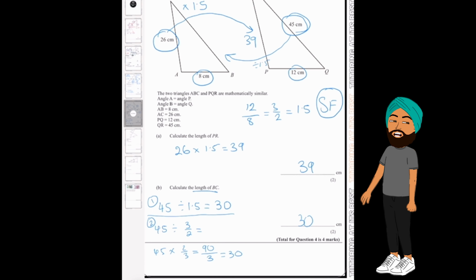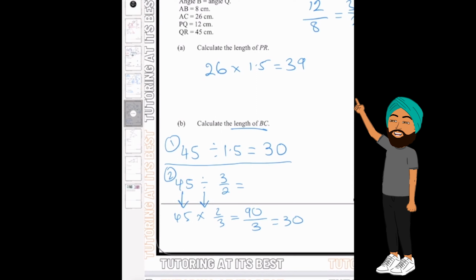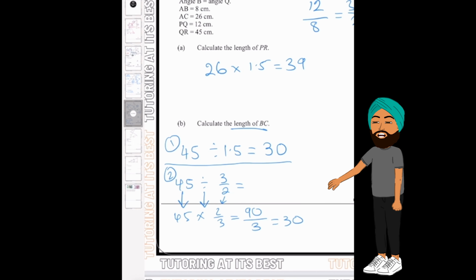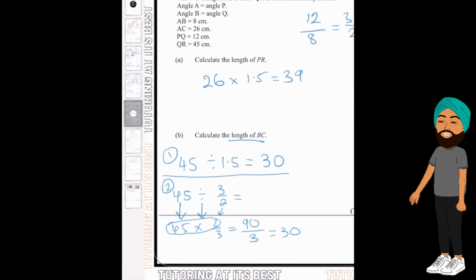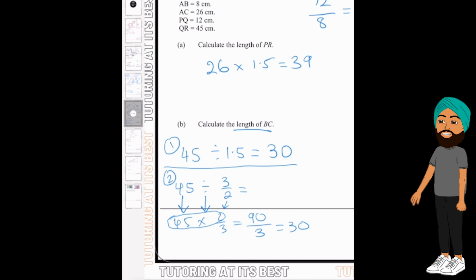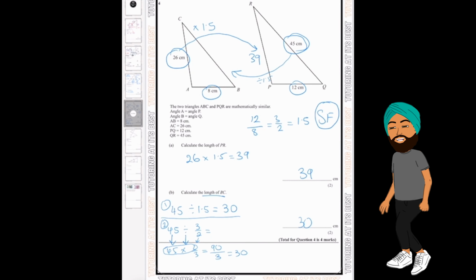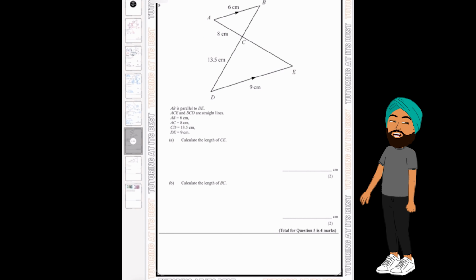answer. Remember, keep it, change it, flip it. You're keeping the 45, we're changing the divide to a multiplication, and then you're flipping the 3/2 to a 2/3, before then finally multiplying out the numerator and then dividing it by the denominator. Marvelous. Okay, let's move over to question 5.